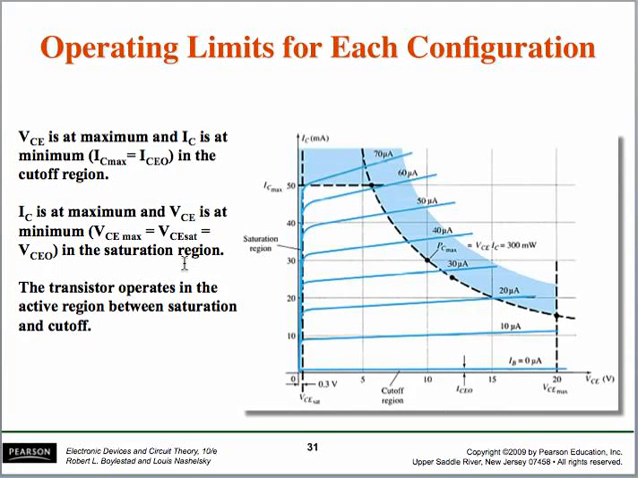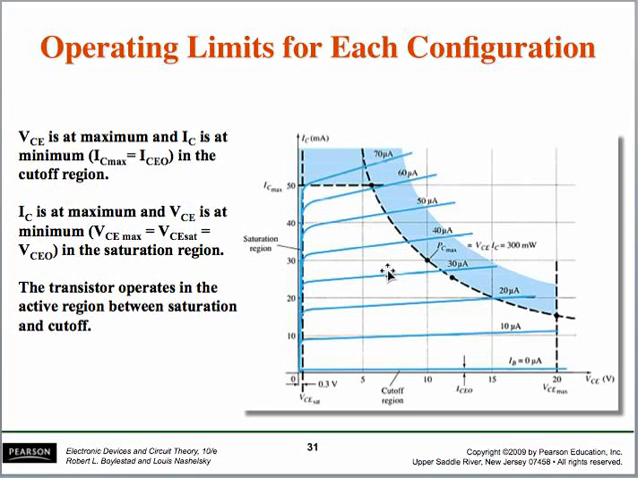Now I want to talk about the operating limits for each of the configurations. This is the output characteristic of a transistor, and there's a saturation region which I've explained to you, and there's a cut-off region. And there's a safe operating region which is limited by the maximum power. If you operate your transistor in the cut-off region, your transistor is not conducting, so it is off. If you operate your transistor in the saturation region, your transistor is on.